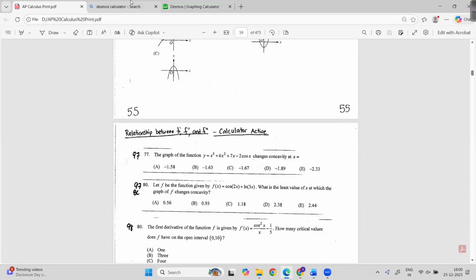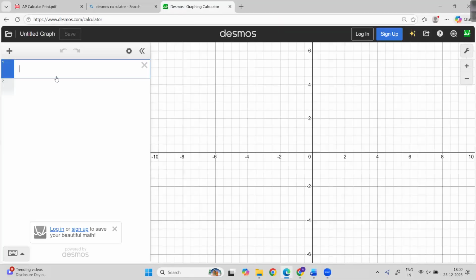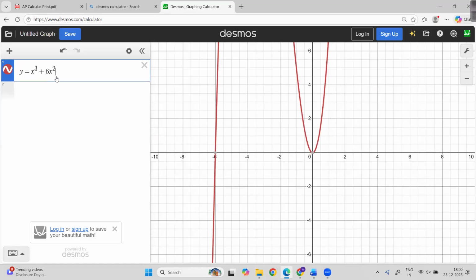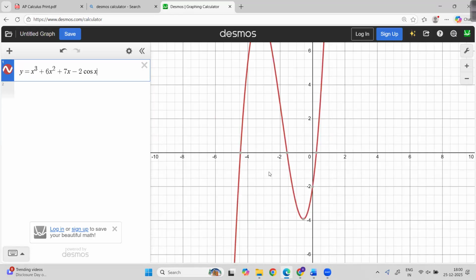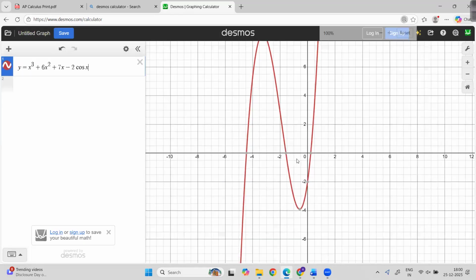So you need to copy the same function. y is equal to x cube plus 6x square plus 7x minus 2 cos x. So this is the graph. If you see the graph, this is the graph.